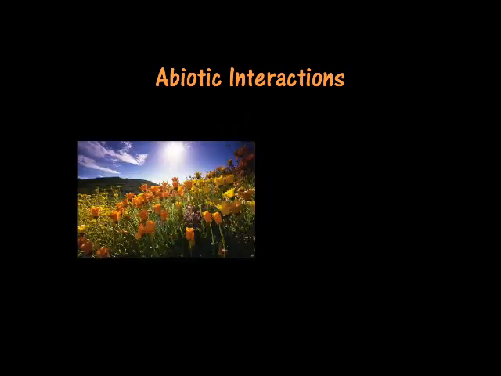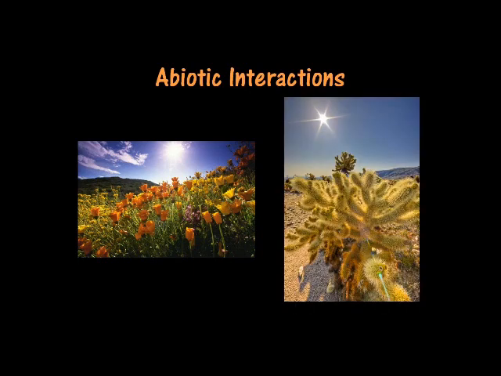We have already learned that plants make their own food by photosynthesis. In order for plants to make food, they need sunlight. Sunlight is an essential abiotic interaction.